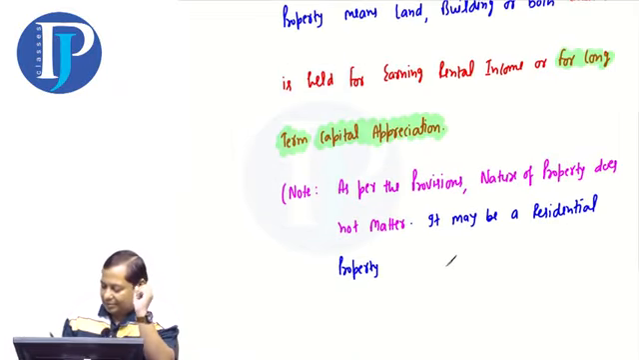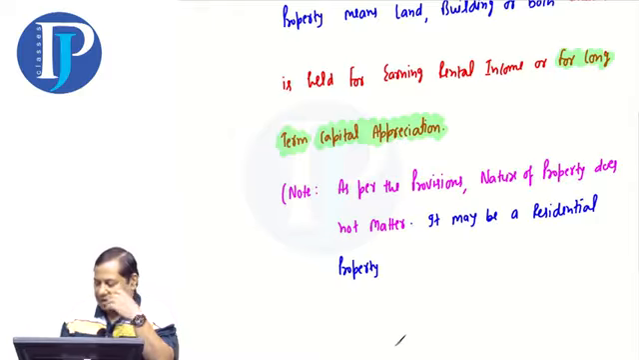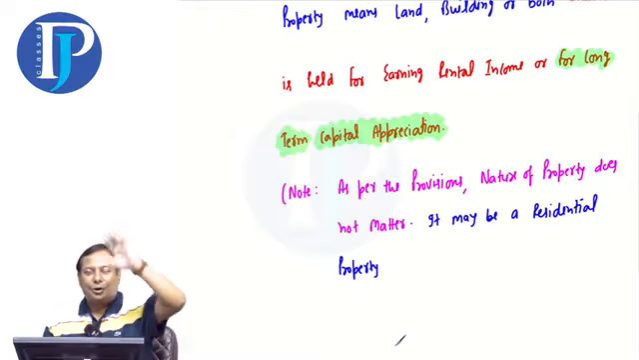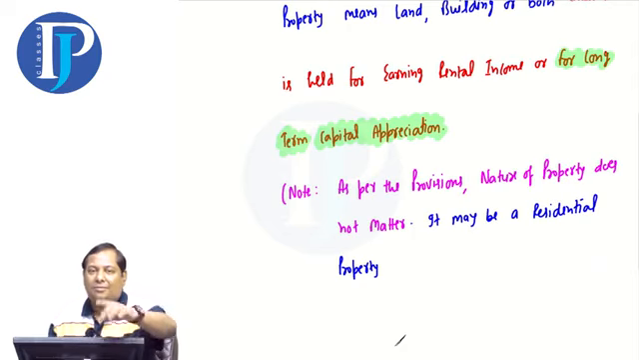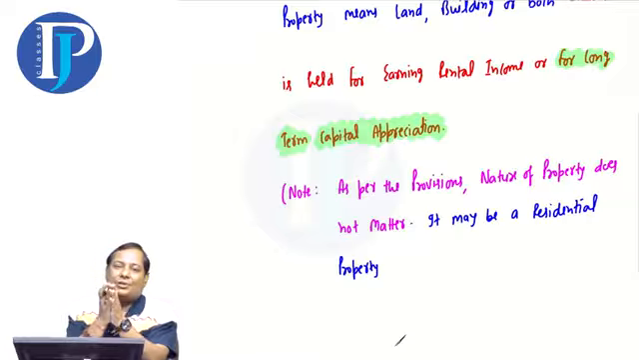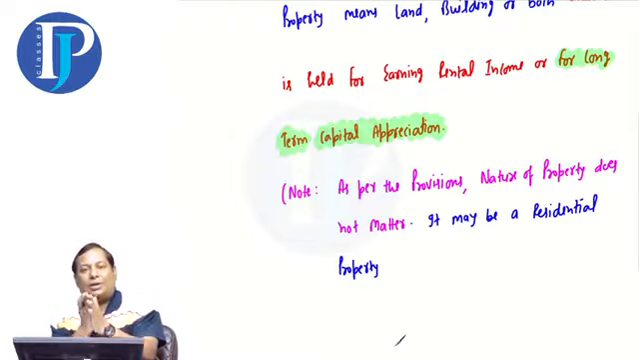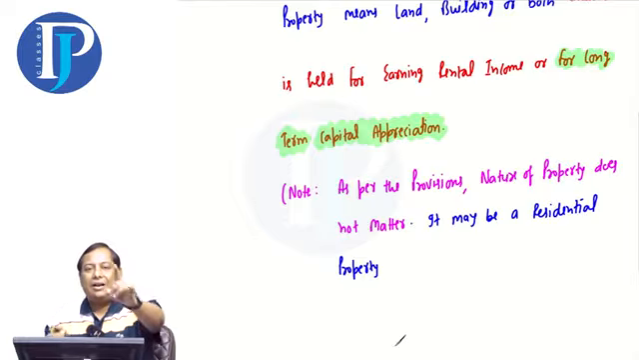Your doubts are correct. It may be a residential property. Sir, if you have a 4-story property with 2 floors rented out and you run your business on the other 2, what would you do? I request all the students, all your doubts are absolutely valid. I will answer all of them in the next video.